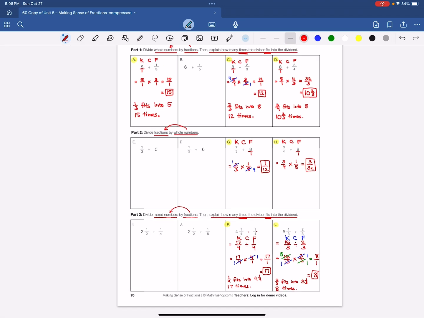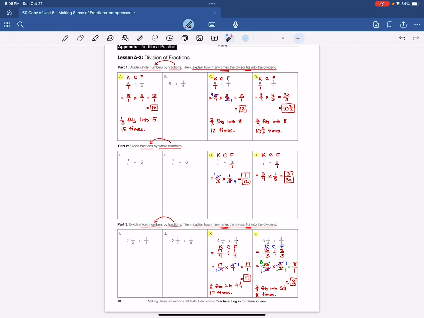So we have completed our example problems. You have 5 more problems to go. Letter B in part 1, letters E and F in part 2, and letters I and J in part 3.